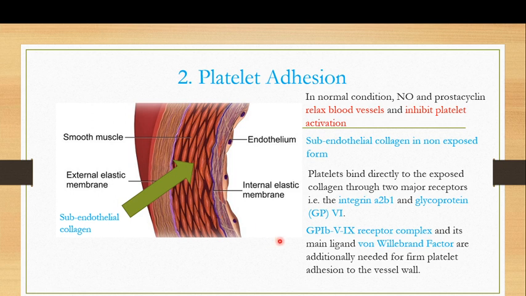One of the important complexes is known as the GPIb-V-IX receptor complex. Now, what this complex does is bind to the von Willebrand factor, and when the GPIb-V-IX receptor complex binds to the von Willebrand factors, they are actually responsible for the platelet adhesion to the blood vessels. So these 2 things, the integrin A2B1 and the glycoprotein 6, are binding to the collagen, but this particular complex, which is also present on the platelets, is responsible for binding to the von Willebrand factor. So by these 2 mechanisms, the platelets are going to adhere to the damaged blood vessel.